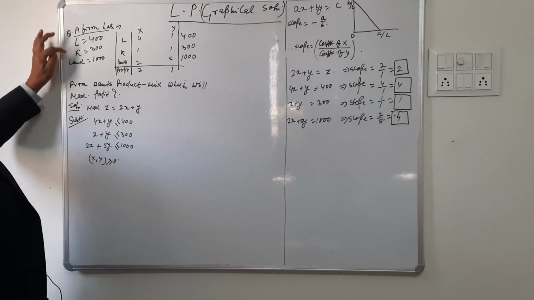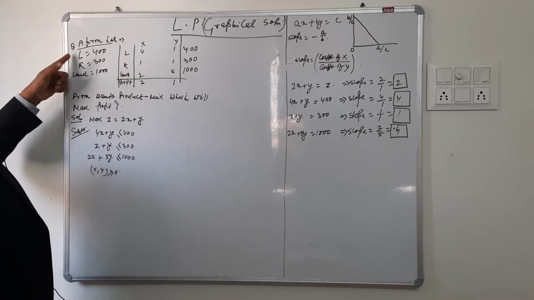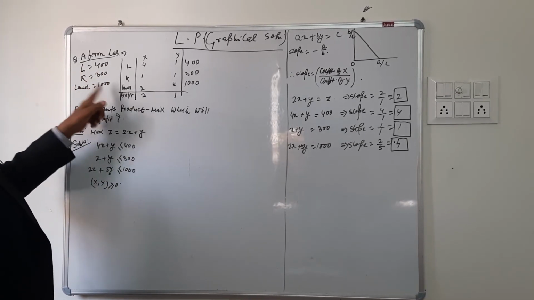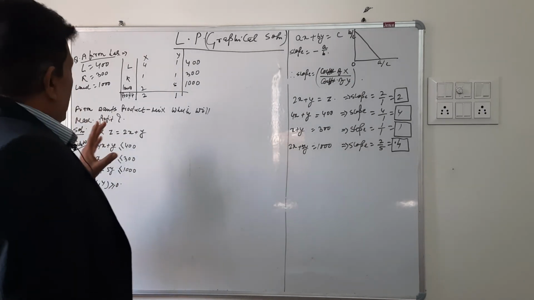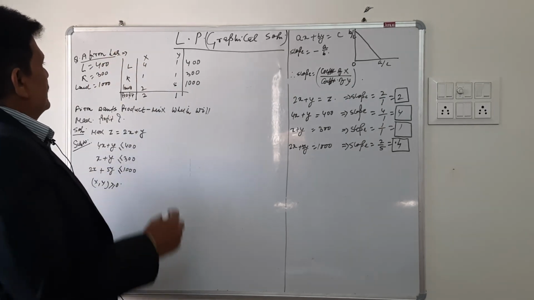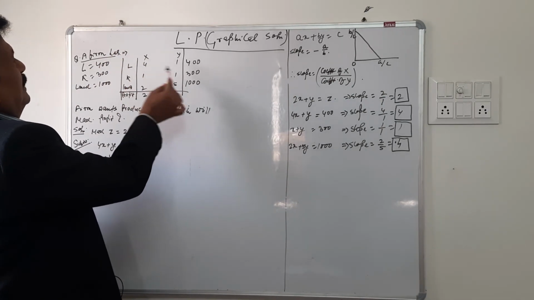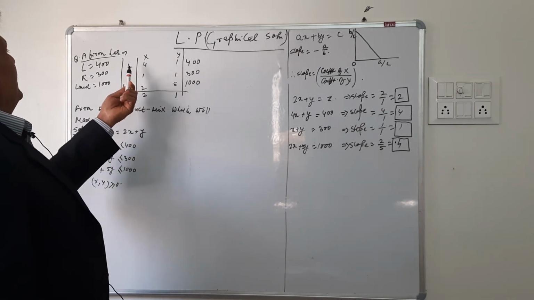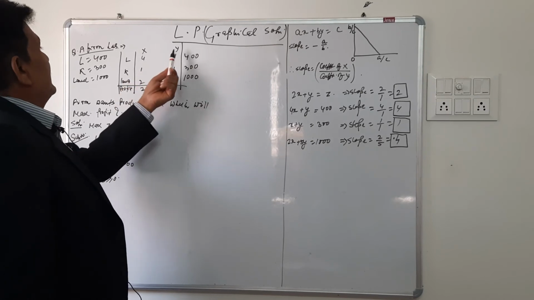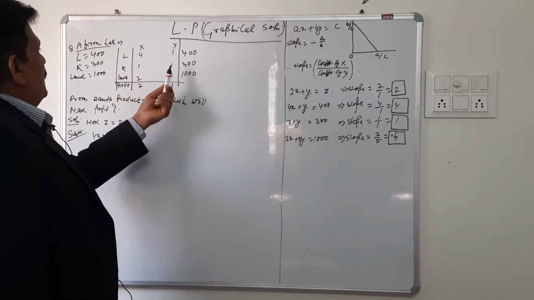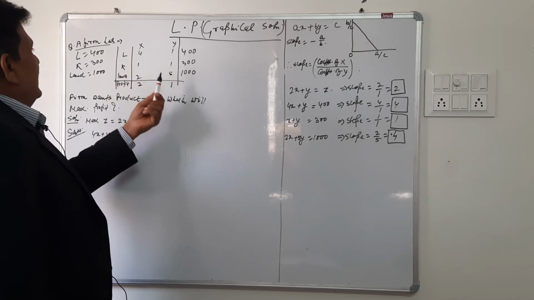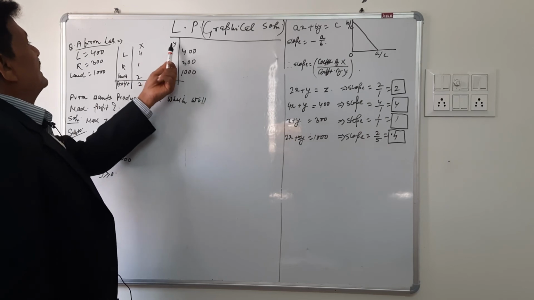This firm has these three inputs at its disposal: labor 400 hours, capital 300 units and land 1000 units. Now there are technologies for making X and Y. The first composition is 4 units of labor needed for X and 1 unit of labor needed for Y. 1 unit of capital is needed for X and Y, and 2 units of land are needed for X and 5 units of land are needed for Y.